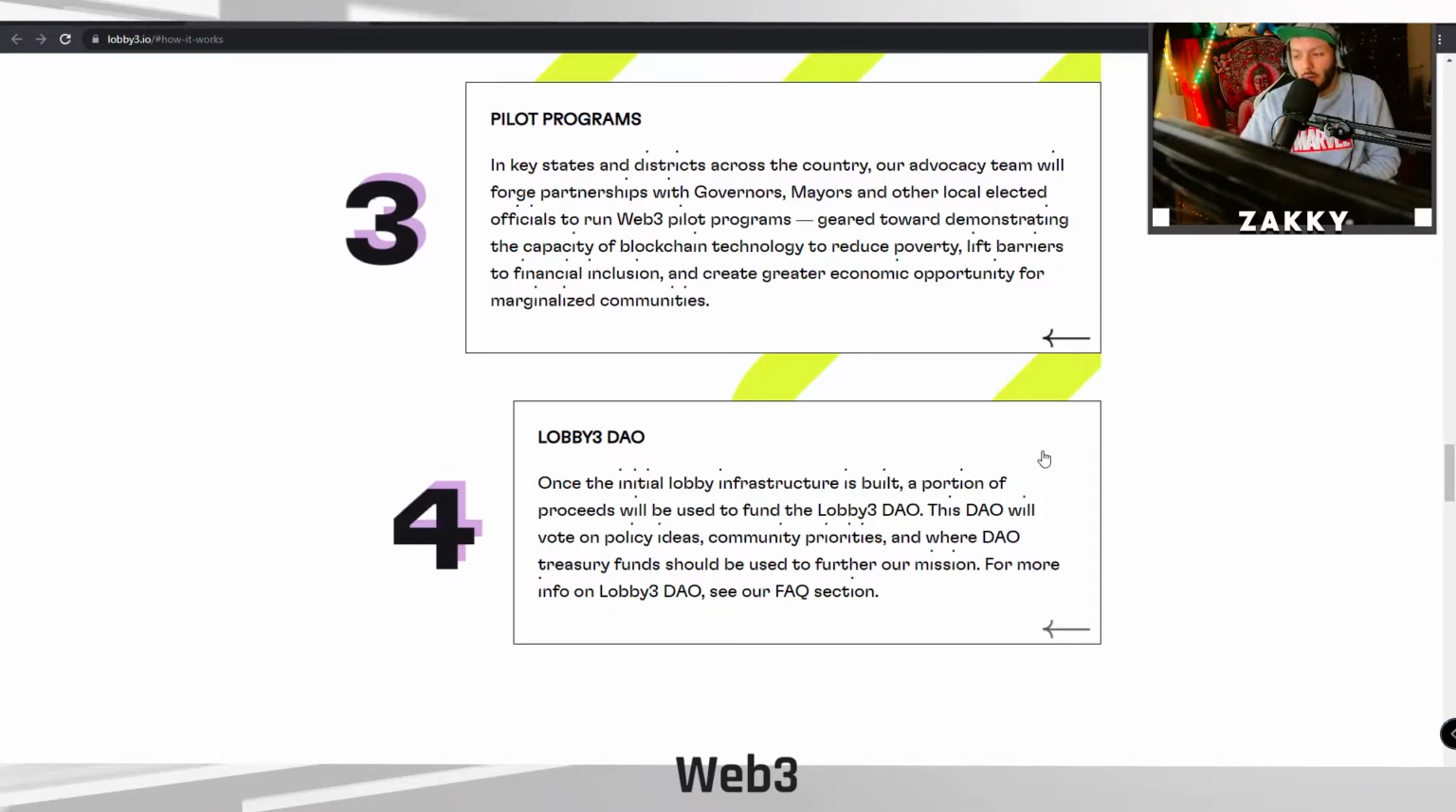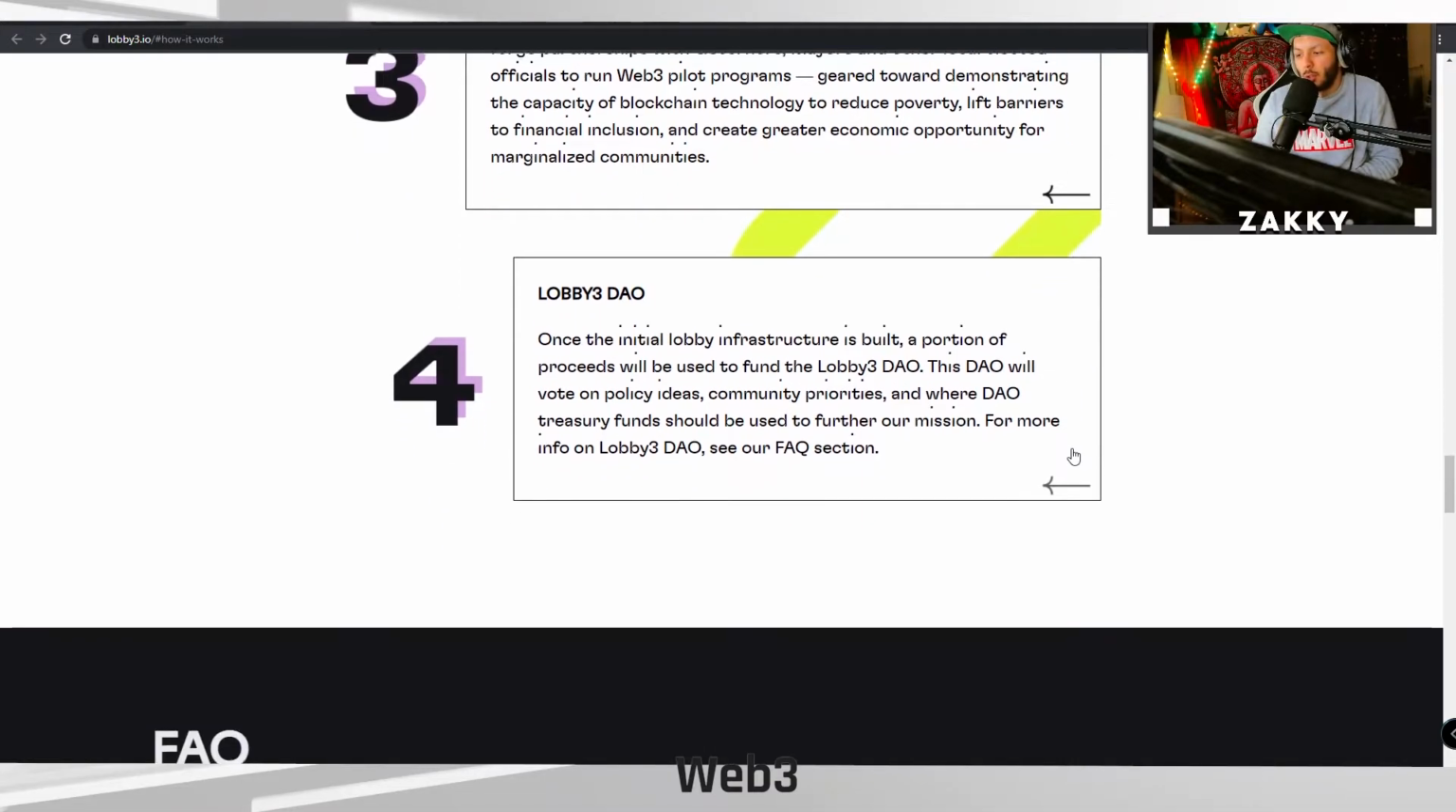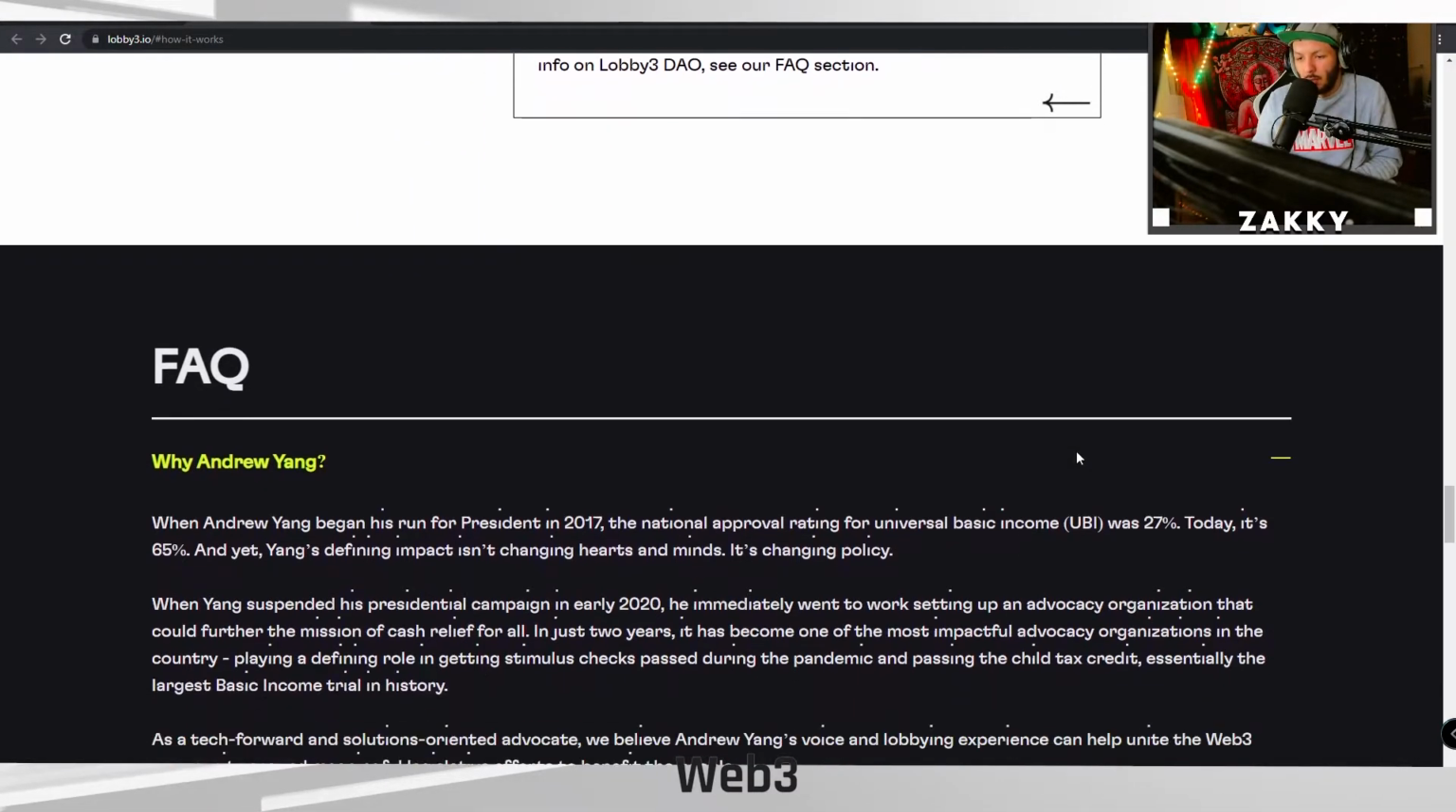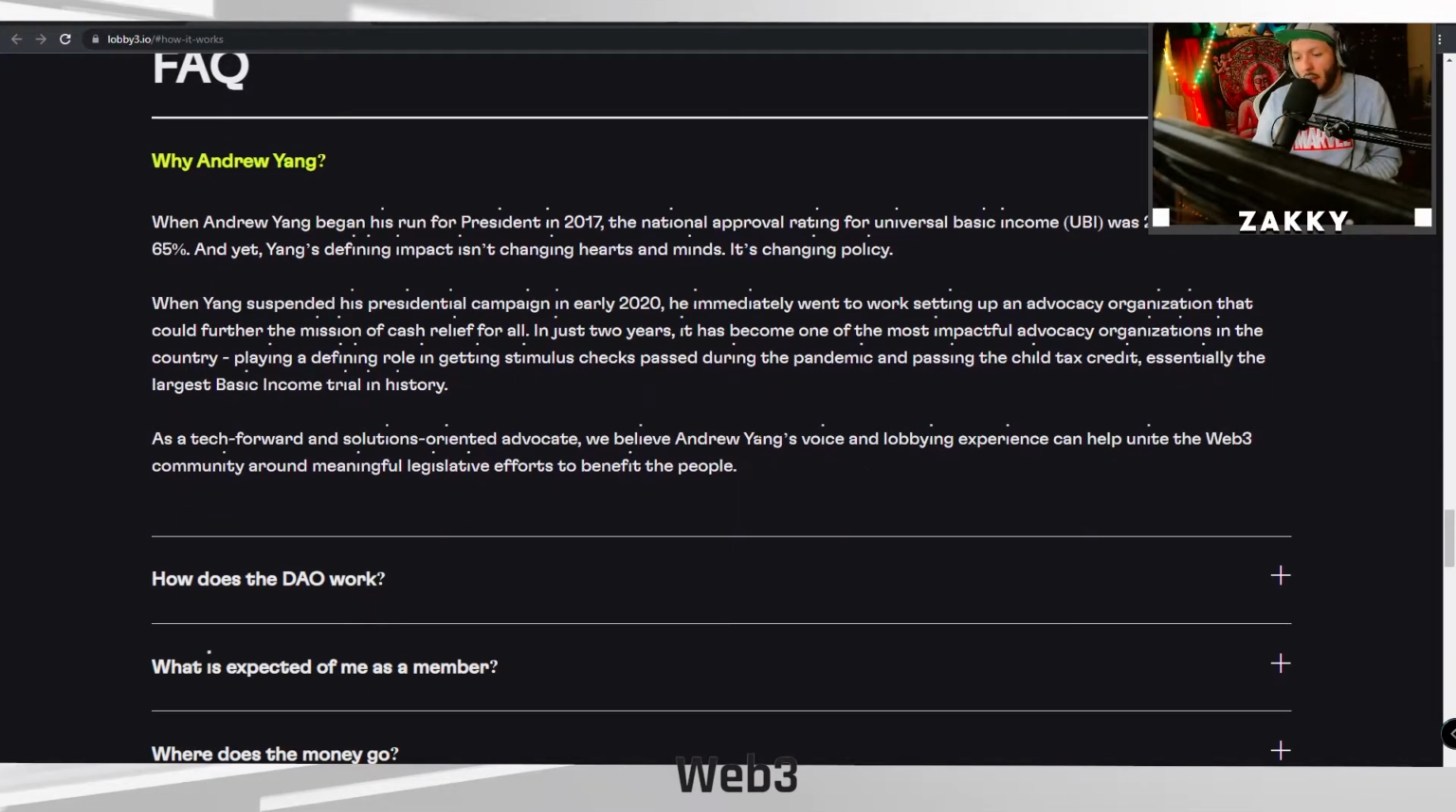Once the initial lobby infrastructure is built, a portion of proceeds will be used to fund the Lobby 3 DAO. This DAO will vote on policy ideas, community priorities, and where DAO treasury funds should be used to further our mission. Okay, then we have a FAQ. So let's go through that, because I think it's worth going through.